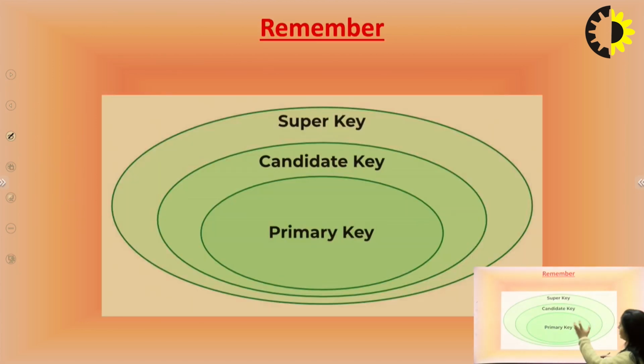Next, this is a Venn diagram which clearly shows that every primary key will be a candidate key. If there is a primary key, suppose A is a primary key, this will definitely always be a candidate key, and every candidate key will be a super key. If A is a primary key, it will definitely be a candidate key and a super key. Suppose B is a candidate key, so B will definitely be a super key, but there is no surety about whether B will be a primary key or not. So this Venn diagram shows the relationship between primary key, candidate key and super key.